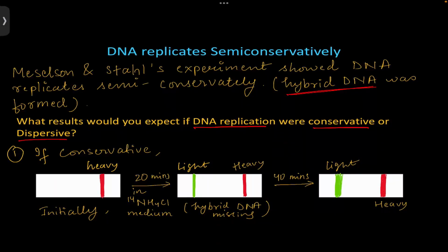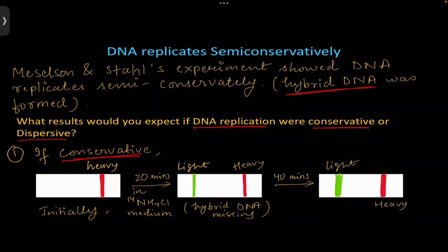Recall what is conservative. In conservative manner, the original DNA molecule will remain intact. Whereas in dispersive manner, we will get only DNA molecules containing both fragments of original as well as newly synthesized. So the conservative DNA replication would give a hypothetical result of something like this.